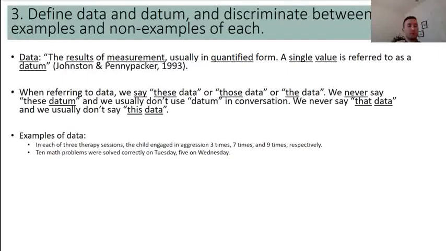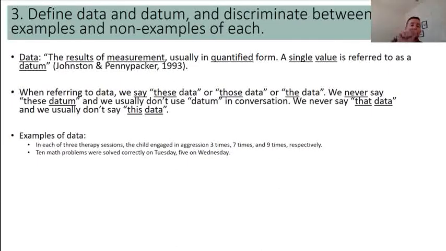10 math problems were solved correctly on Tuesday, 5 on Wednesday. So imagine if you had a graph with the day on the x-axis on the bottom. So you're plotting Monday, Tuesday, Wednesday, Thursday, Friday. And then on the y-axis, or the vertical axis on the left side, these are the count data. So it would say 1, 2, 3, 4, 5, all the way up to, let's say, 10.